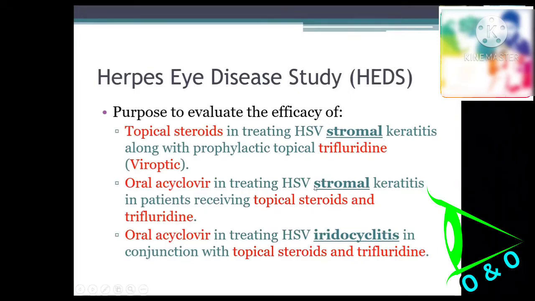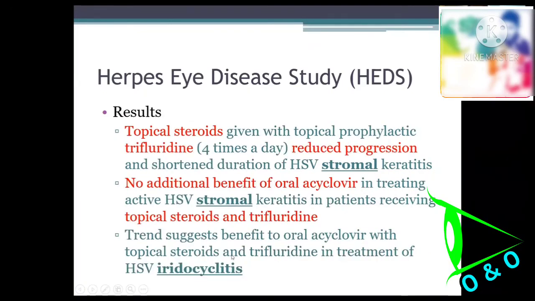The second arm was also looking at stromal keratitis, seeing if oral acyclovir was helpful in patients already on topical steroids and topical Viroptic. The last arm was looking at HSV iridocyclitis, again looking at steroids and Viroptic and seeing whether or not the addition of oral acyclovir was helpful. So here are the results.